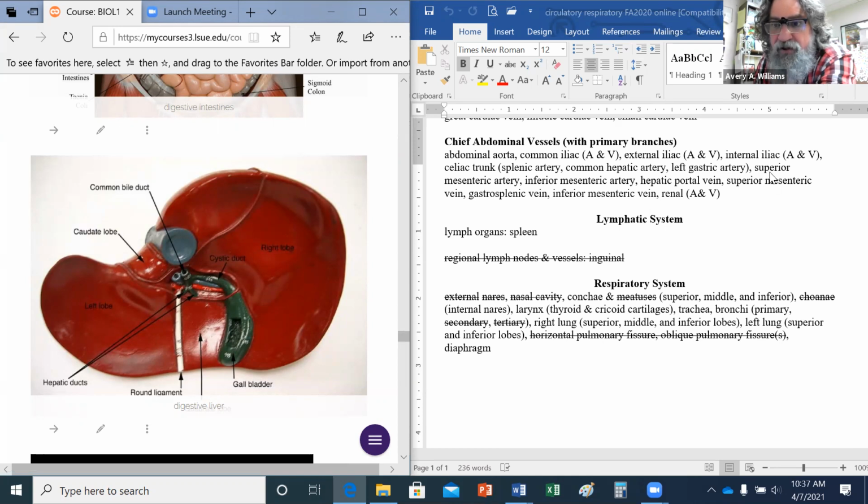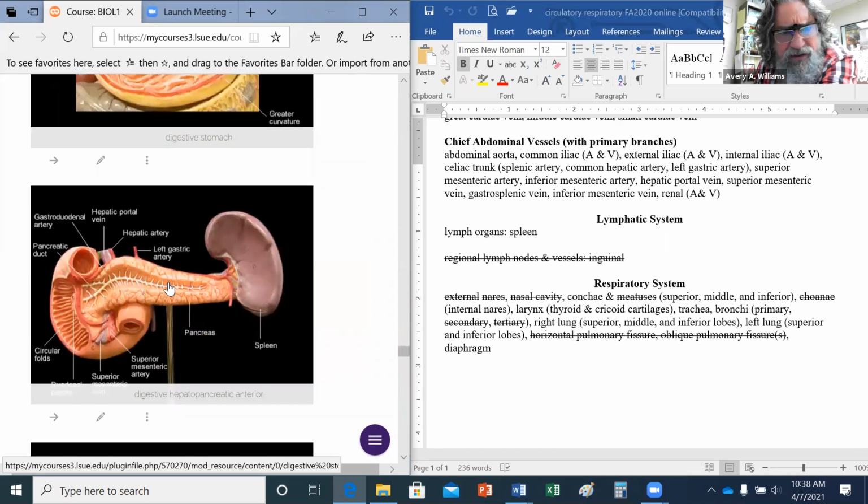Now, I have superior mesenteric artery, inferior mesenteric artery, hepatic portal vein, superior mesenteric vein. Okay, right here. Now, where else? I'm trying to think. Oh, here it is.